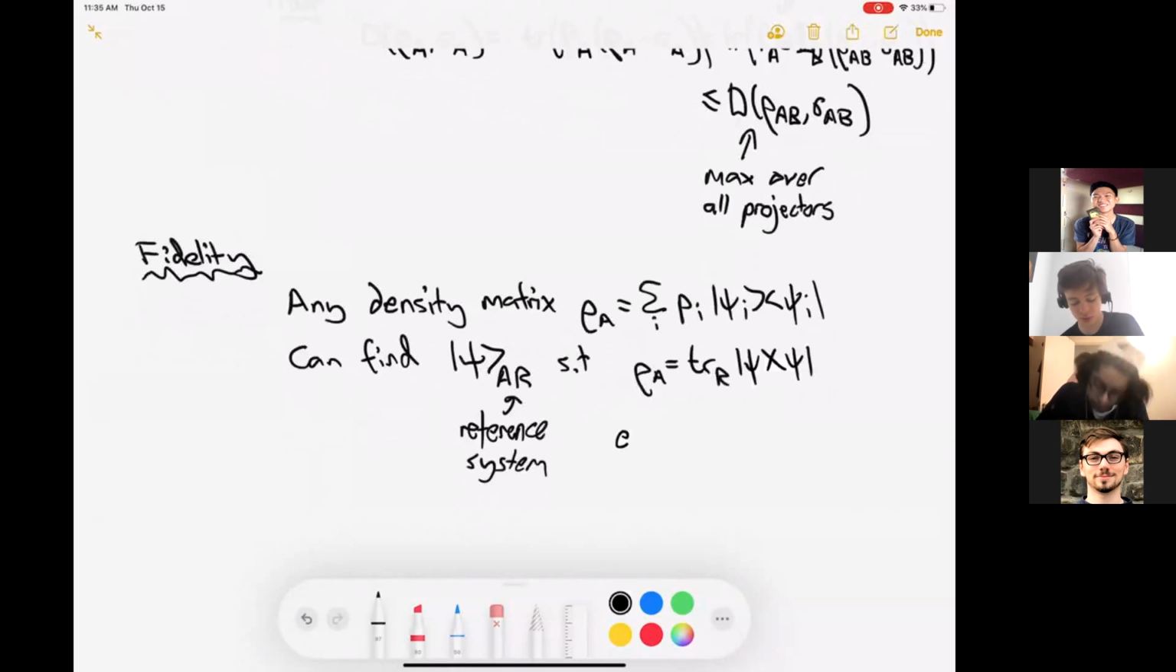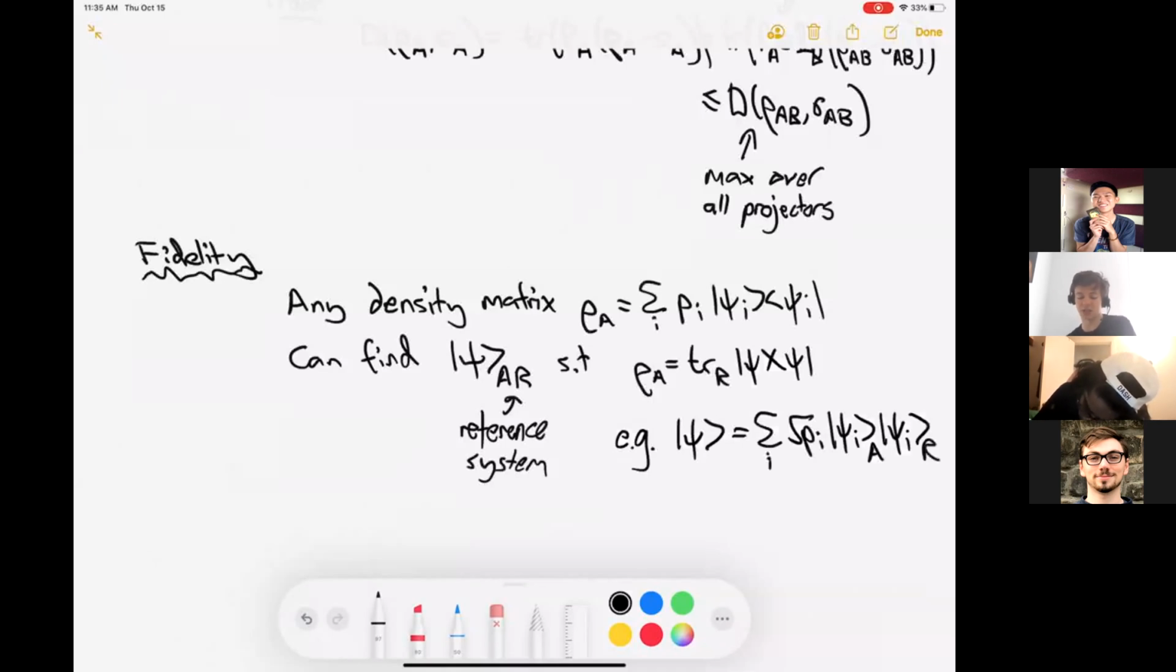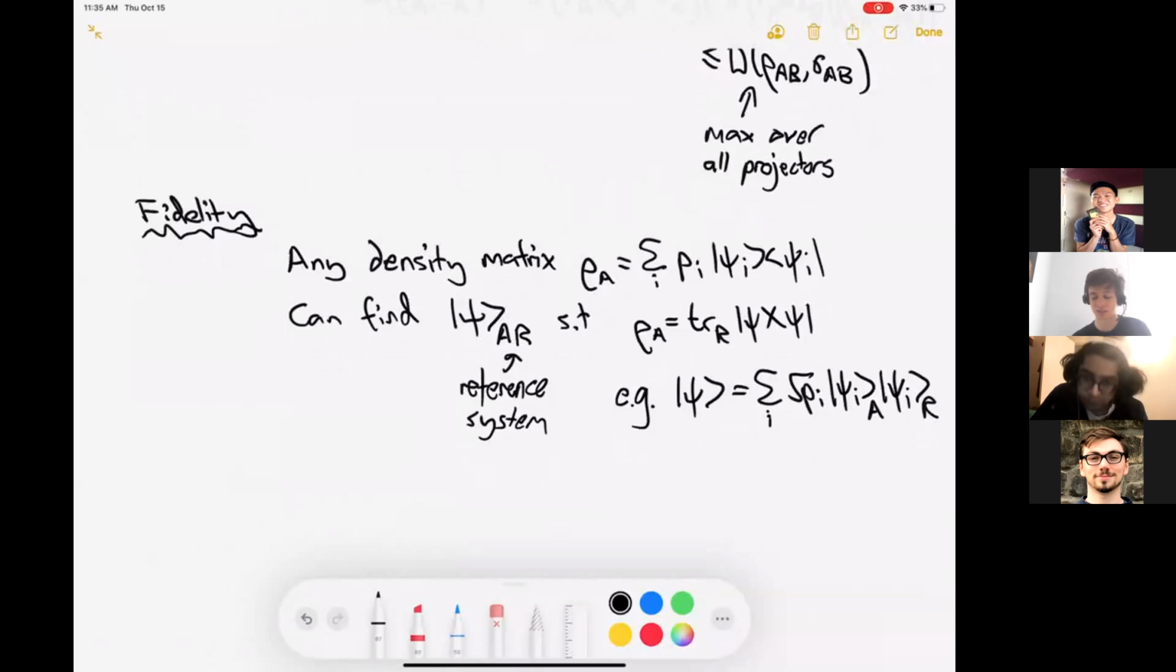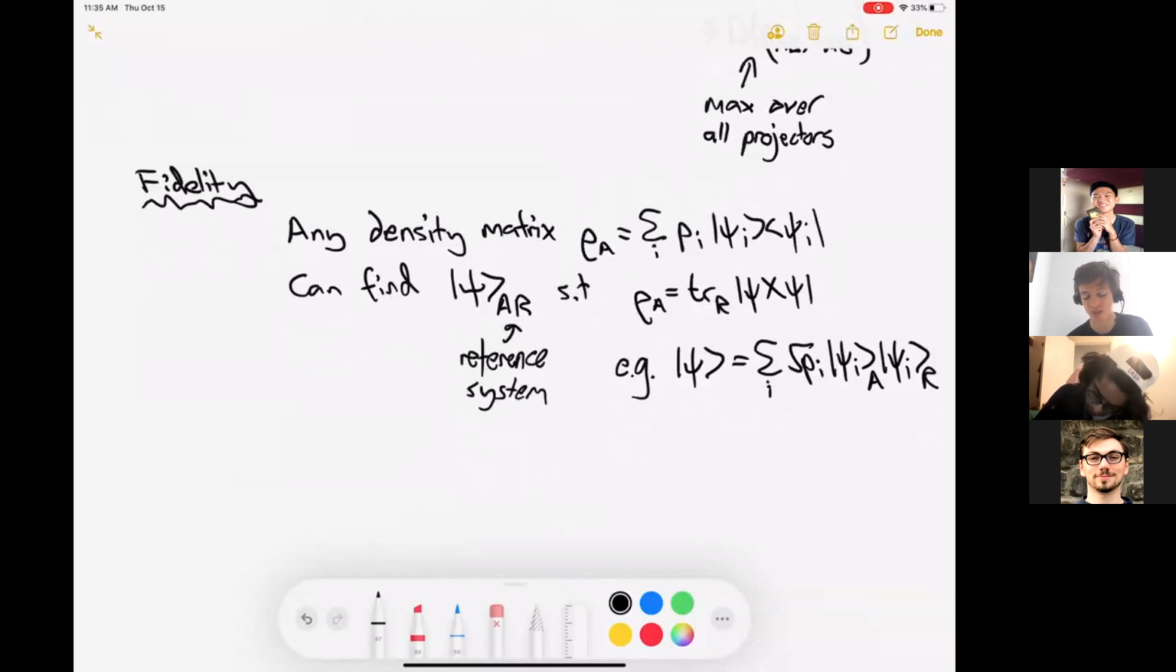Okay, so for example, psi could be equal to the sum over i of square root p_i |psi_i> on A times |psi_i> on R, where we just assume that R is isomorphic to A. You can check very easily that if you do a partial trace of this, this is just the Schmidt decomposition that we talked about a couple of lectures ago, we just get back that density matrix. Okay, so this state psi_AR is called a purification of rho.